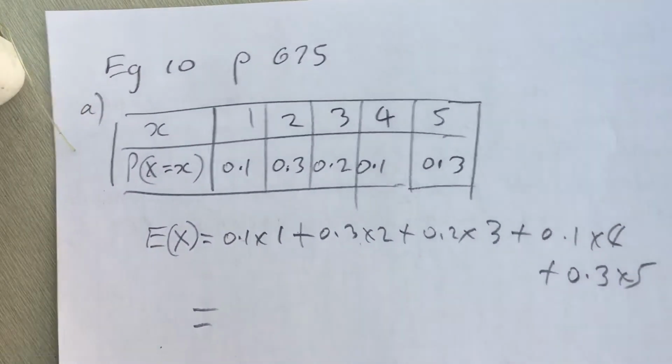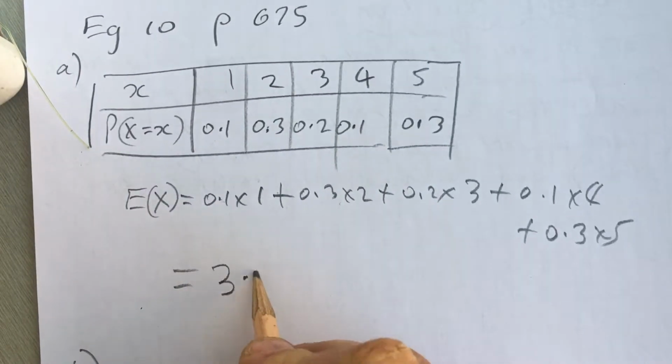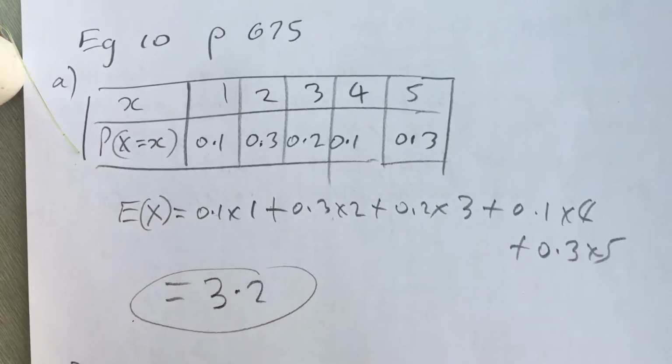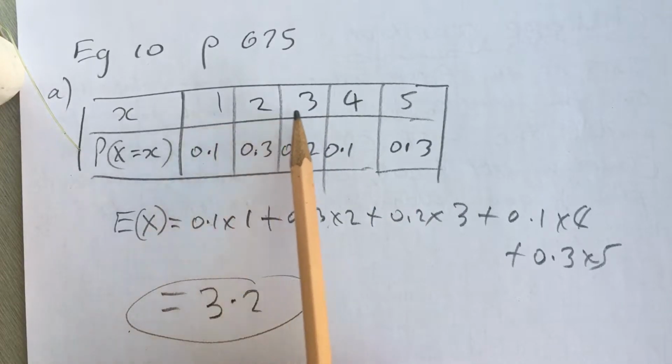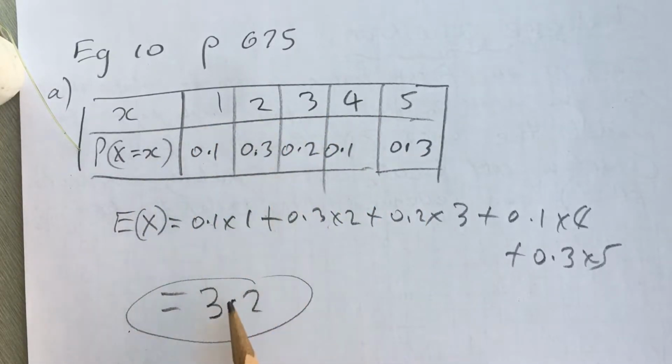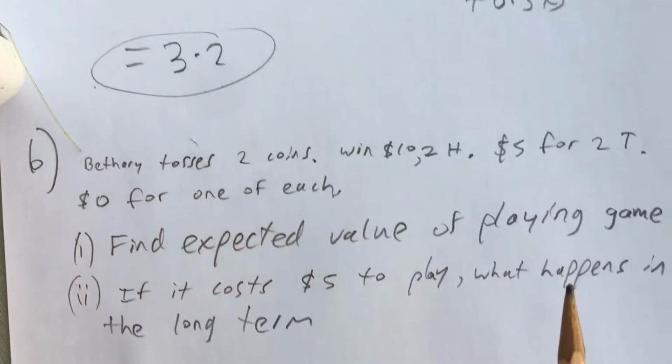So I'm just going to use the results because I did them earlier. Hopefully this is 3.2. And of course you can give it the old common sense feel. Does that look about right? Yeah, it looks about right. We're getting between 1, 2, 3, 4 and 5. We're getting those numbers. So it has to be somewhere in the middle of those. That's 3.2.